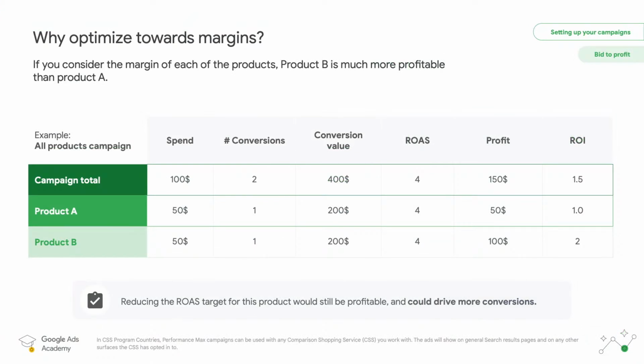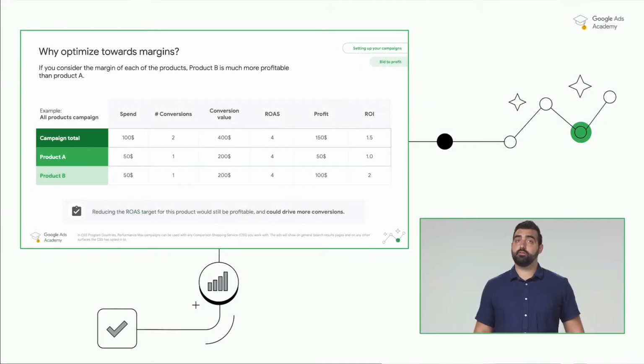In this example, the ROAS is 4 or 400% overall. However, if you consider the margin of each of the products, you can see that product B is much more profitable than product A. You could still relax the target ROAS for this product to 3 or 300%. This would still be profitable, and additionally, given the relaxation of ROAS, you could drive more conversions, sales, and scale.